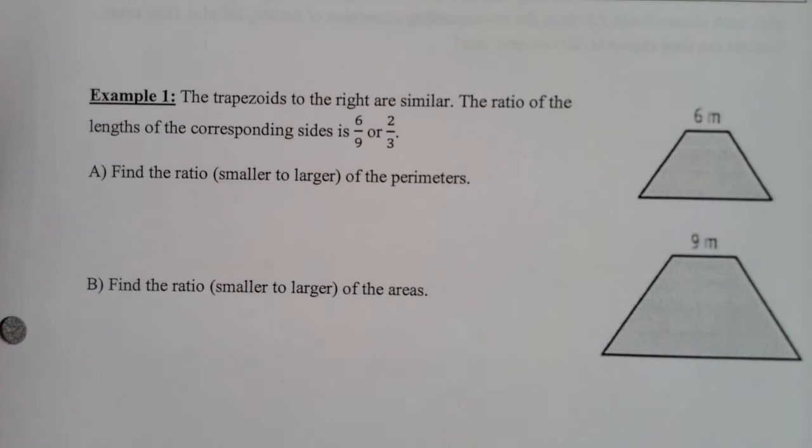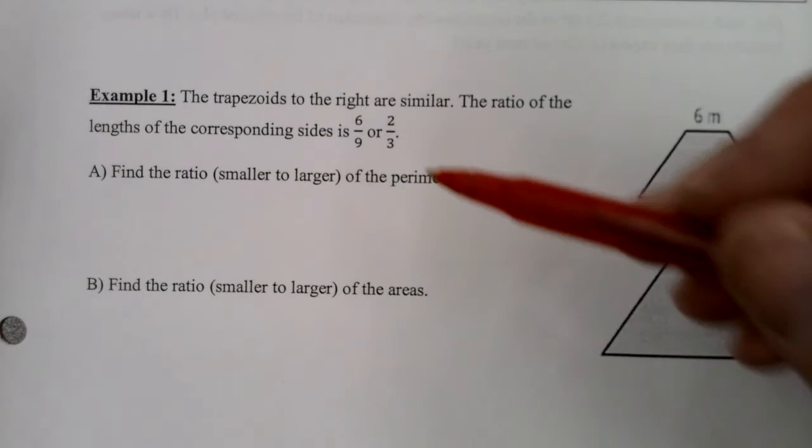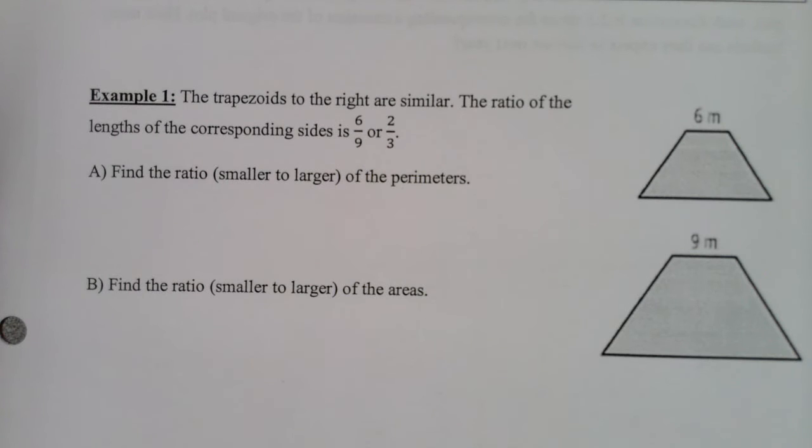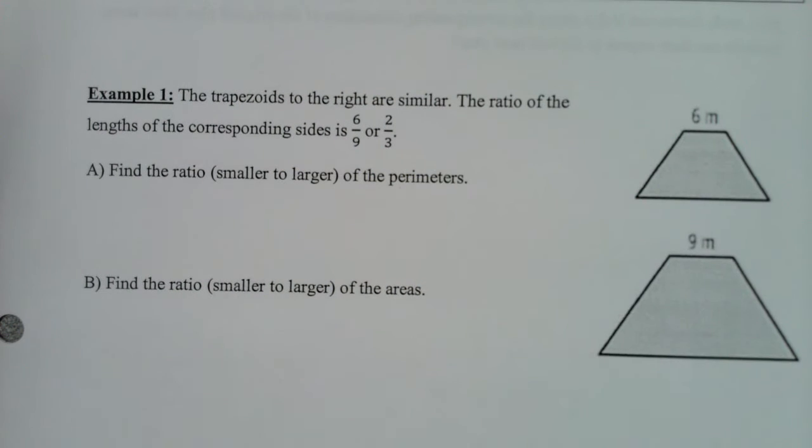So we can use that for example one. Example one, the triangles to the right are similar. The ratio of the lengths of the corresponding sides is 6 over 9, which simplifies to 2/3. Find the ratio, smaller to larger, of their perimeters.